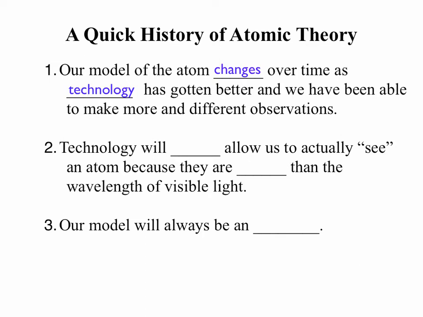As technology gets better, we've been able to make more and different observations, and therefore we can make different inferences from those. However, in order for you to actually see something, light bounces off of it and bounces into your eye, and then your brain interprets that. However, we will never actually be able to see an atom with the light the way we normally see things, because atoms are smaller than the light waves. However, there are ways that we can bounce other things, such as electrons, in an electron microscope, so that we can have an image that's displayed because of what the electrons do.